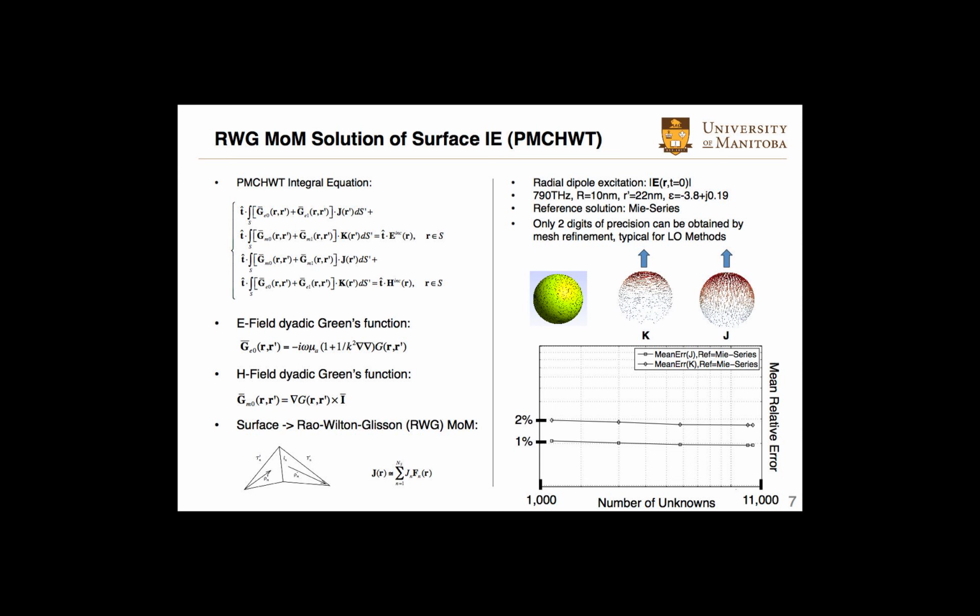So we can go ahead and use surface integral equations, which is PMCHWT, and its name is due to its inventors. So here we only have basis functions on the surface, and we can see that the number of unknowns is actually reduced and the error is also decreased. So the magnetic current and the electric current are accurate, and their error is about 1 and 2%. So now we would think that this is a good solution.